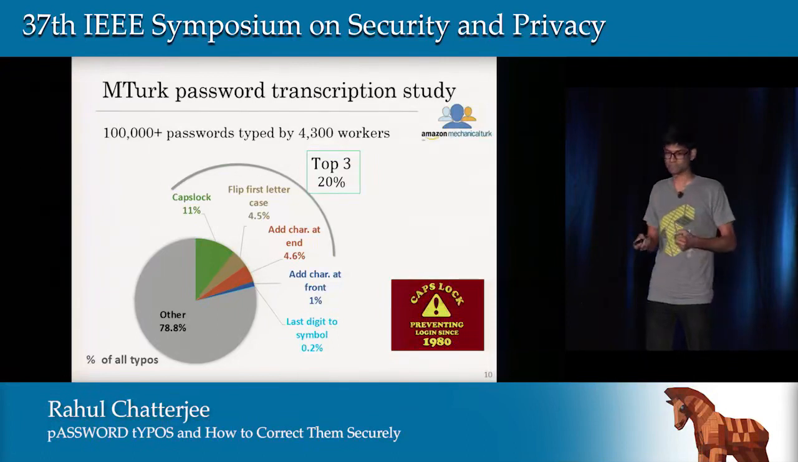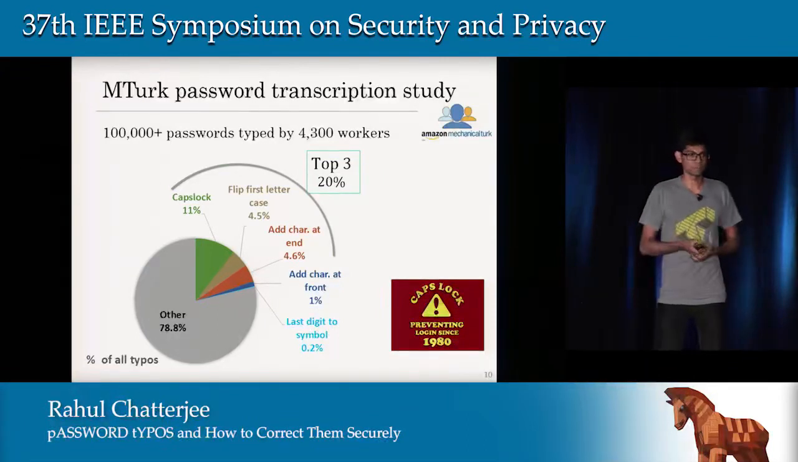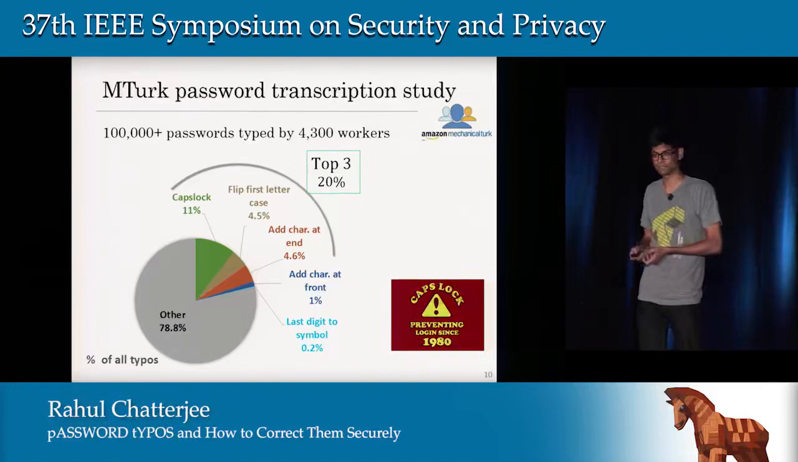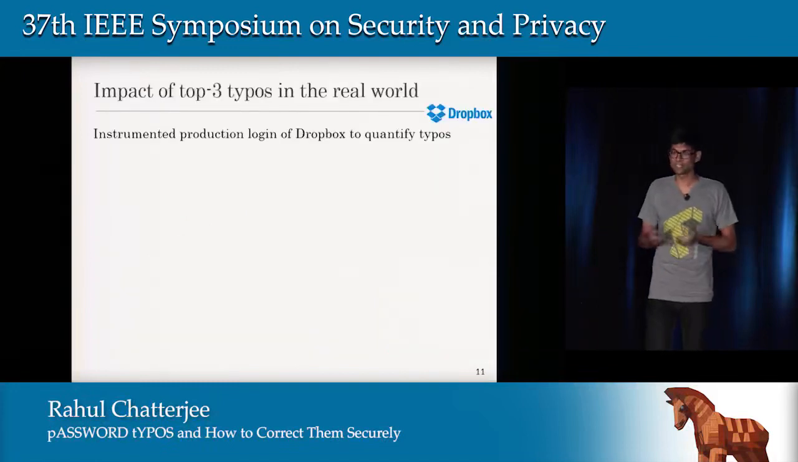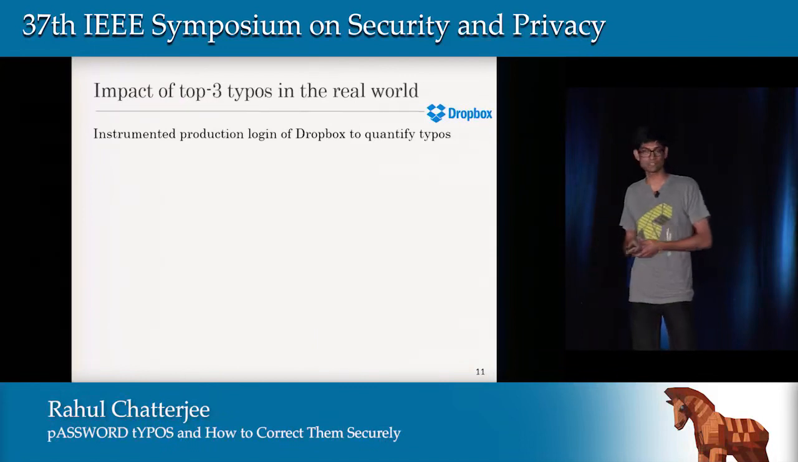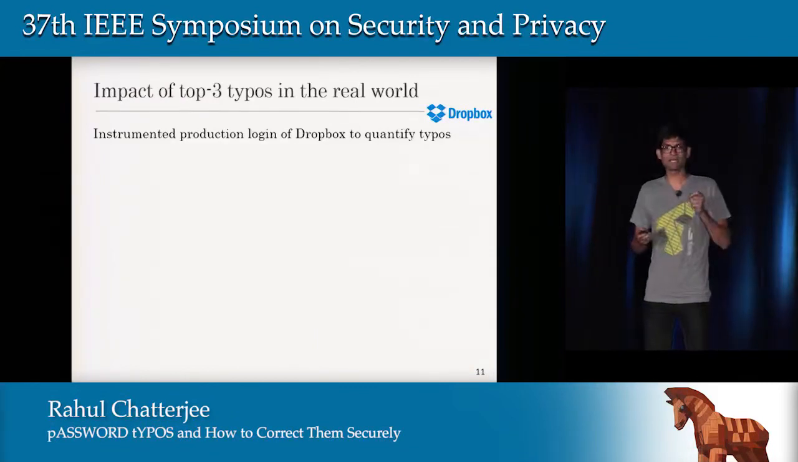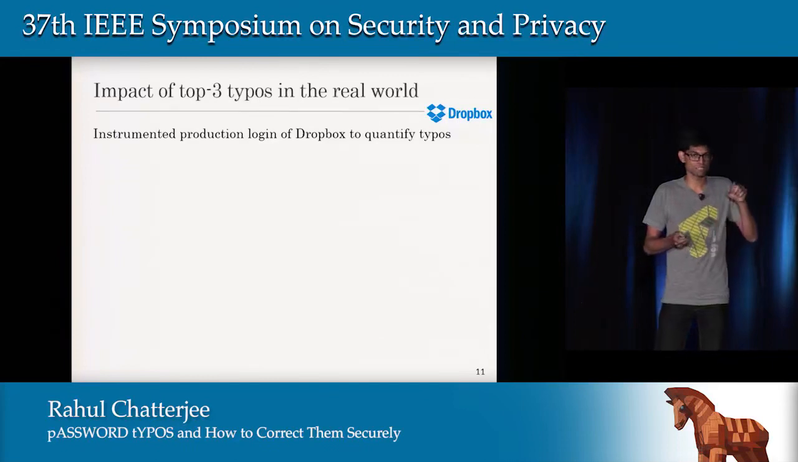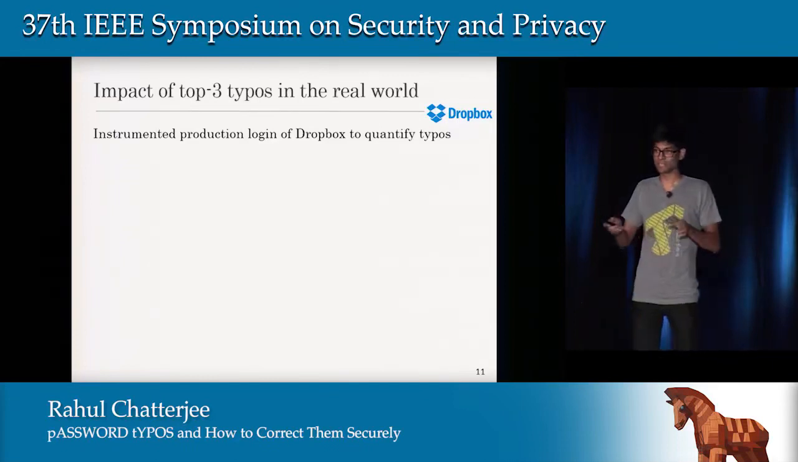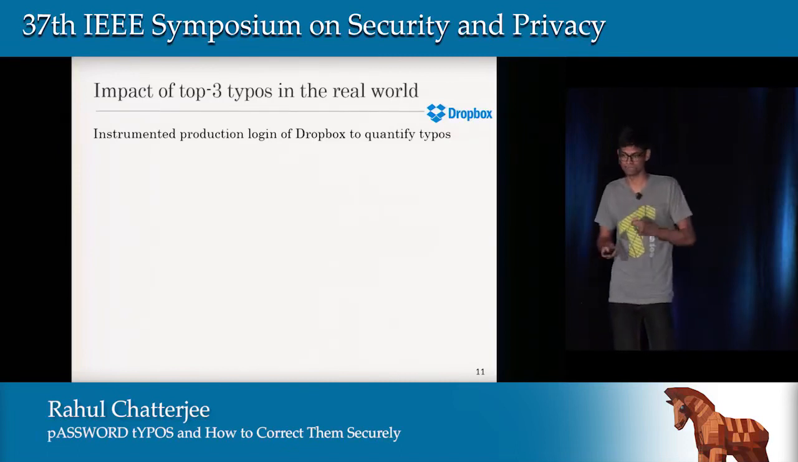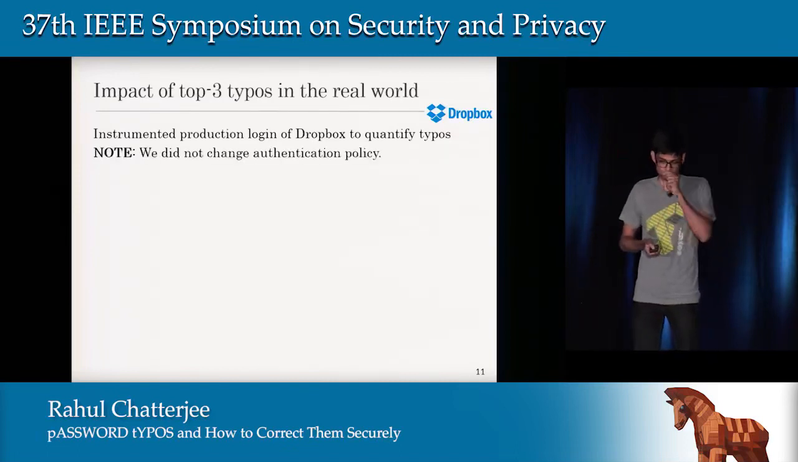Now, the next question is, what is the benefit of allowing these typos? Does it really help in the real world? To find that, we instrumented Dropbox production login infrastructure, and we counted how many logins failed because of these top 3 typos. I would like to emphasize that we did not admit any extra login based on this checking. So we did not turn on typo tolerance. We just recorded whether a failed login was because of a typo or not. And also, Dropbox has hundreds of millions of users, and we instrumented all the logins.